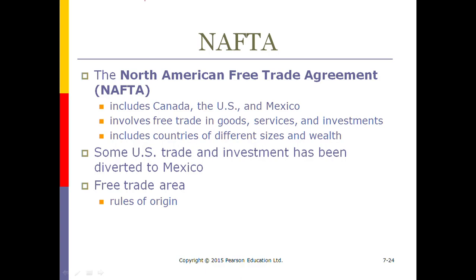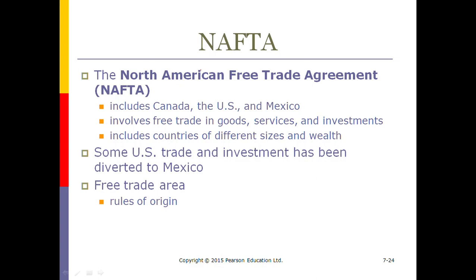Next, we come to NAFTA. NAFTA is the North American Free Trade Agreement. Here it includes Canada, the US, and Mexico. In fact, it says there would be free trade in goods, services, and investment between the countries, whether their sizes were different and their wealth was different. So, some trade and investment was diverted to Mexico as a result of this. Mexico was very underdeveloped before NAFTA, but after NAFTA, it seems that Mexico has taken some benefit out of this.